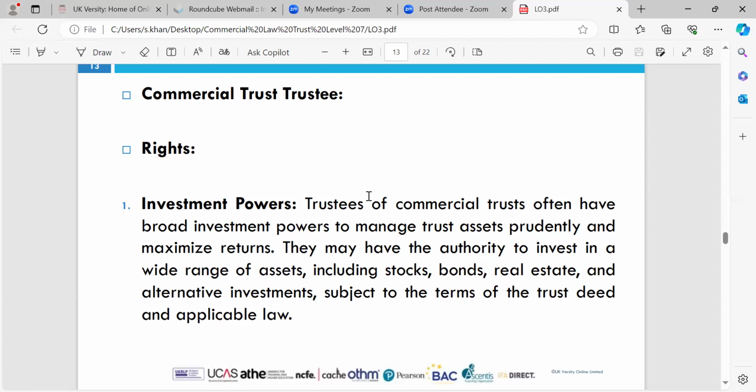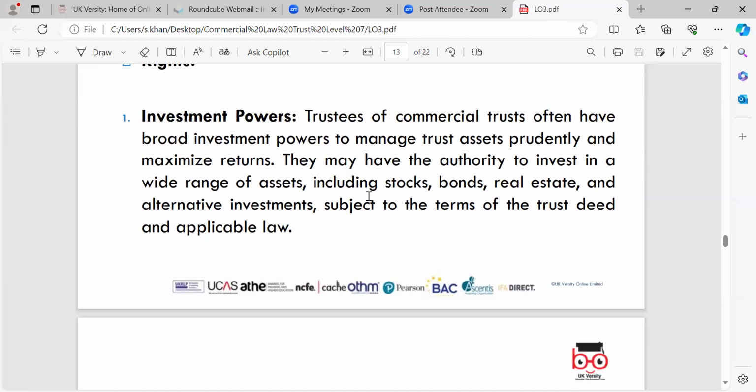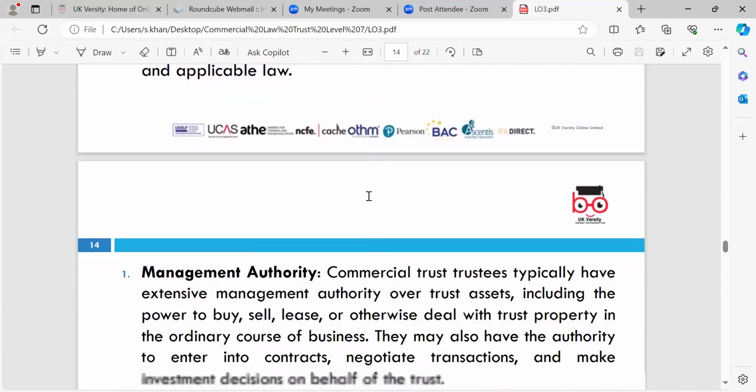So the rights we're going to look at now. Investment powers. Trustees of a commercial trust often have broad investment powers to manage trust assets prudently and maximize returns. They may have the authority to invest in a wide range of assets, including stocks, bonds, real estate, and alternative investments, subject to the terms of the trust deed and applicable laws.